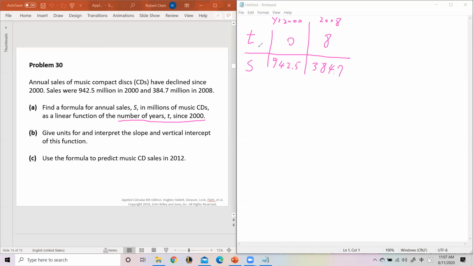All right, so T is going to be our independent variable, and S, the sales, is going to be our dependent variable. Now, we need to figure out a linear function, right? So let's use the point slope form, mx plus b, right? So we need to figure out what m is and what b is.